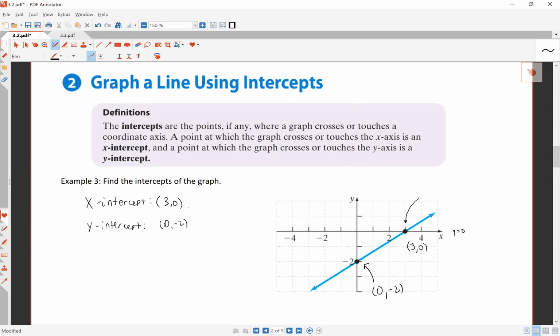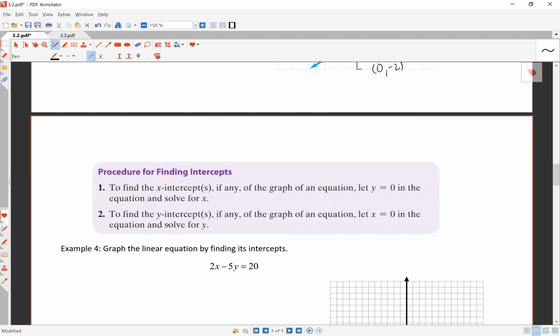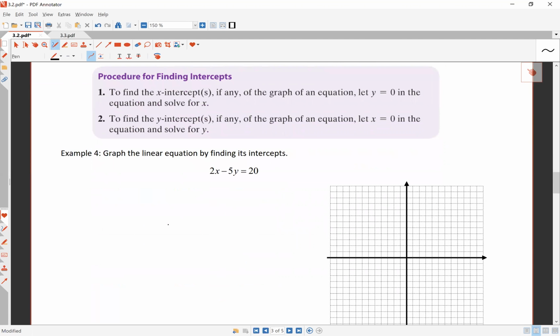Pretty easy to see. The major takeaway from this is that the x-intercept must have y equal to 0, and the y-intercept must have x equal to 0. And that gives us our procedure for finding intercepts. To find an x-intercept, we know that it crosses the x-axis where y equals 0, and so we set y equal to 0. So for this graph, in order to find the x-intercept, we would set y equal to 0.